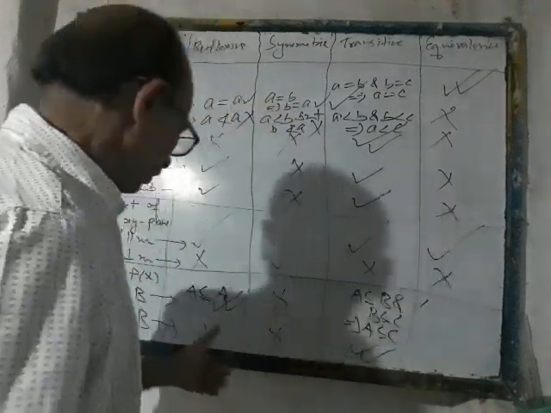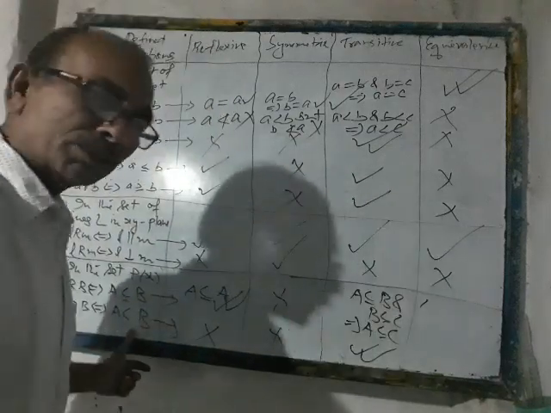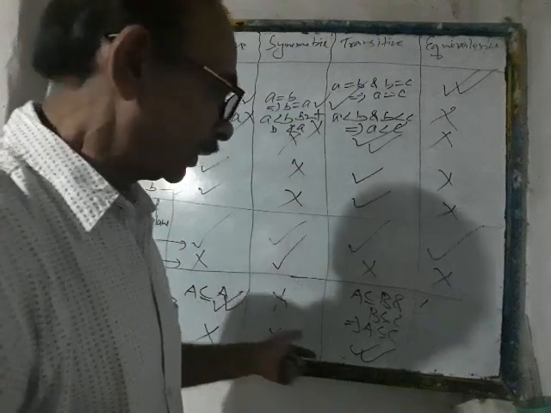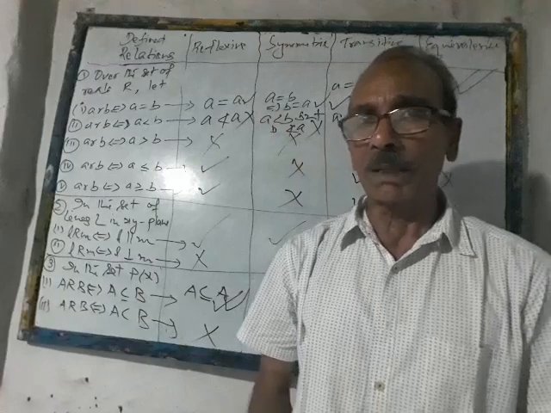And since neither reflexivity nor symmetry is obeyed in the case of proper subset, and for subset symmetry is not obeyed, therefore we say that both of these relations are not equivalence relations.